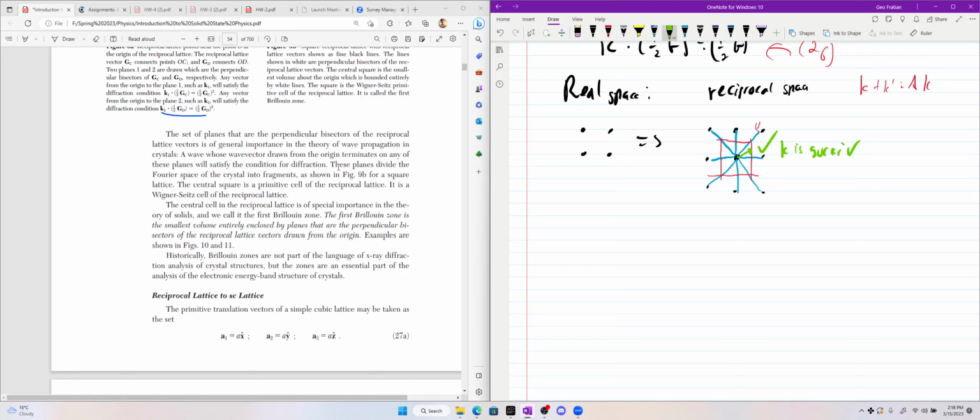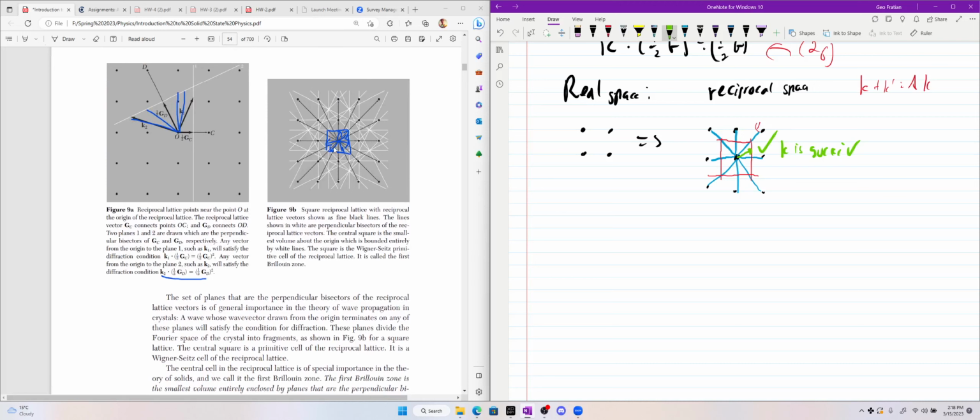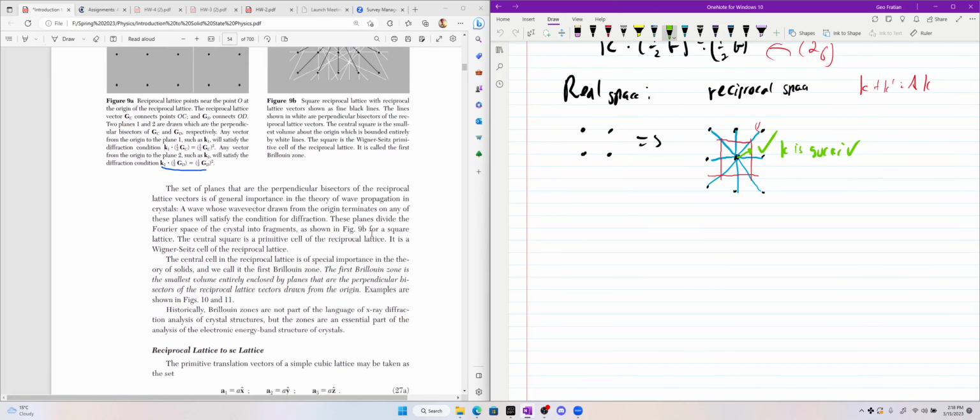So these planes divide the Fourier space of the crystal into fragments, as shown in figure 9b for a square lattice, right? We have these fragments here, here, here, here. Only those allowed spaces are allowed. The central square is a primitive cell of the reciprocal lattice. It's the Wigner-Seitz cell of the reciprocal lattice. That's what I showed here.